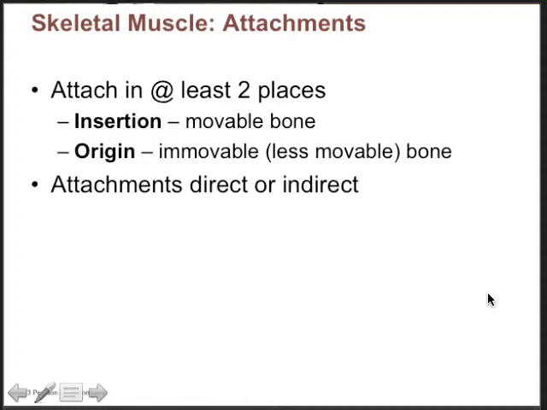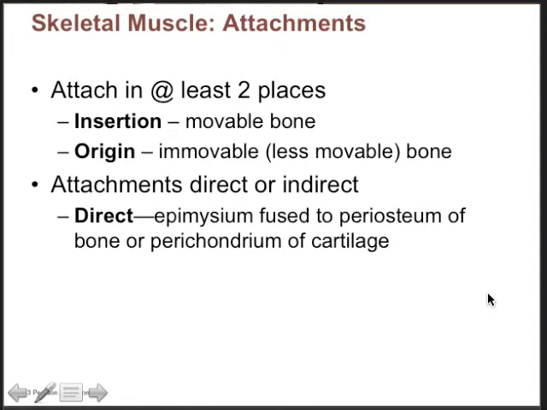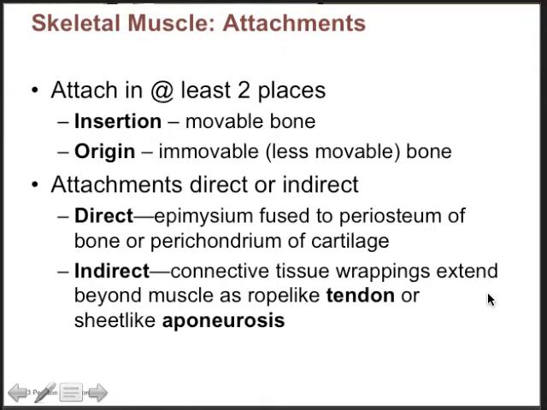Attachments can be direct or indirect. Direct attachments, where the epimysium fuses to the periosteum of the bone or the perichondrium of the cartilage, are quite strong and durable. And indirect attachments are via connective tissue wrappings that extend beyond the muscle as a tendon or as an aponeurosis, which you could consider to be a broad, flat tendon.